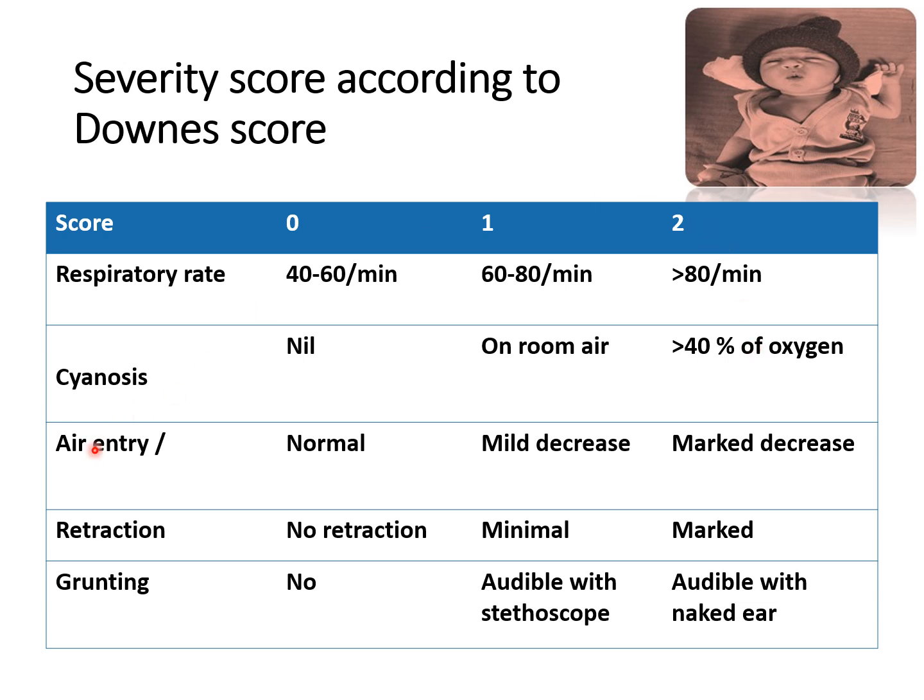score. Air entry normal, 0 score. Mildly decreased, 1. Marked decrease, 2 score. When there is no retraction, 0. Minimal retraction, 1. Marked retraction, 2. When no grunting sound, 0. When audible with the stethoscope, 1. When audible with the naked ear, then 2 score.